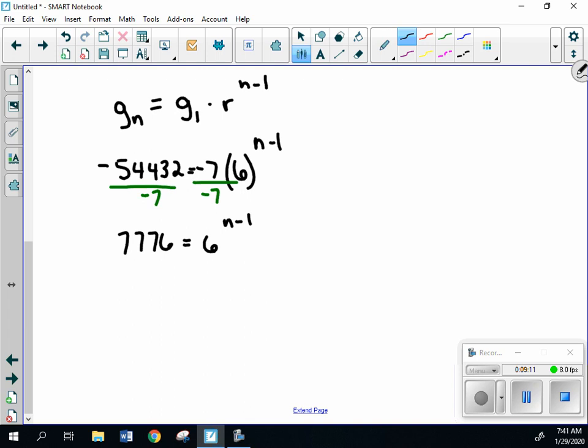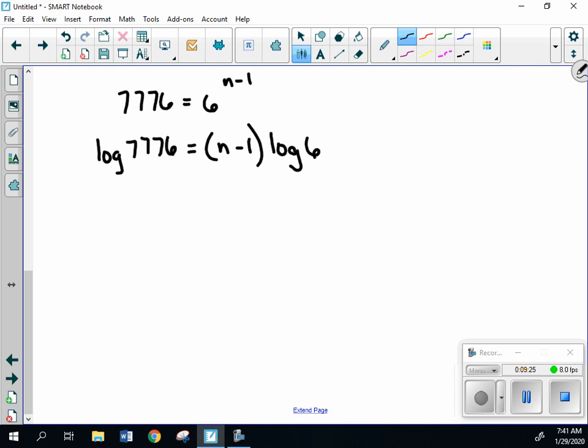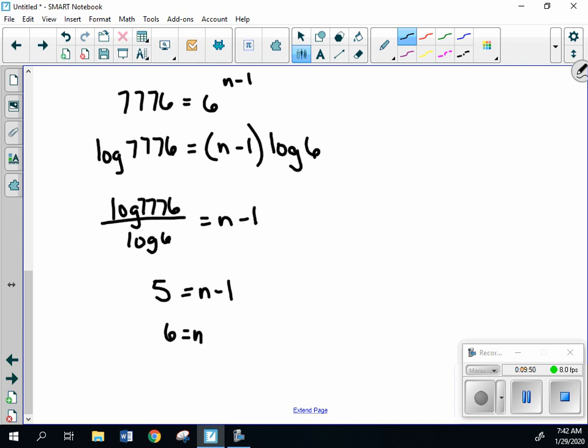Using logarithms is going to make this a little bit easier. So I've got log 7,776 equals n minus 1 times log of 6. Not a big deal. Divide by that log 6. And then, of course, we'll add 1 over. Sorry, just working on my calculations here. So I now have that n value.